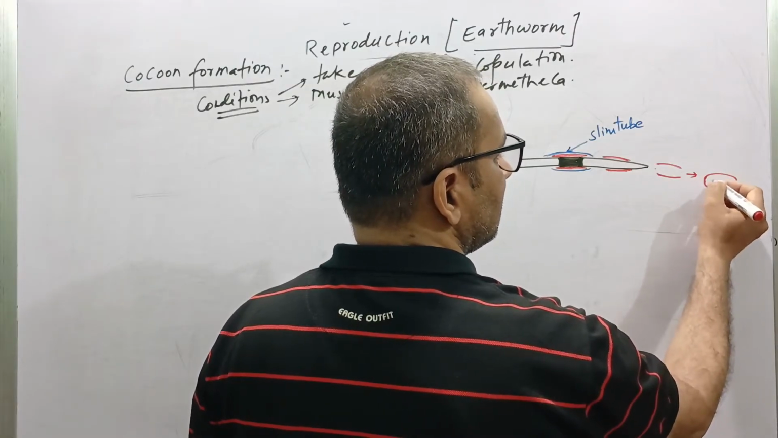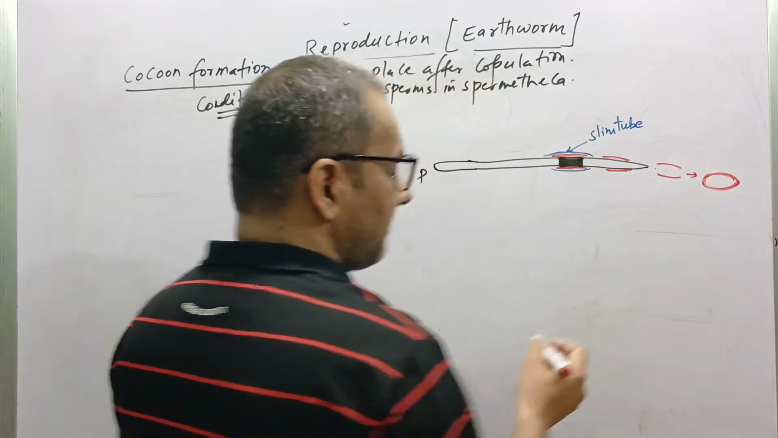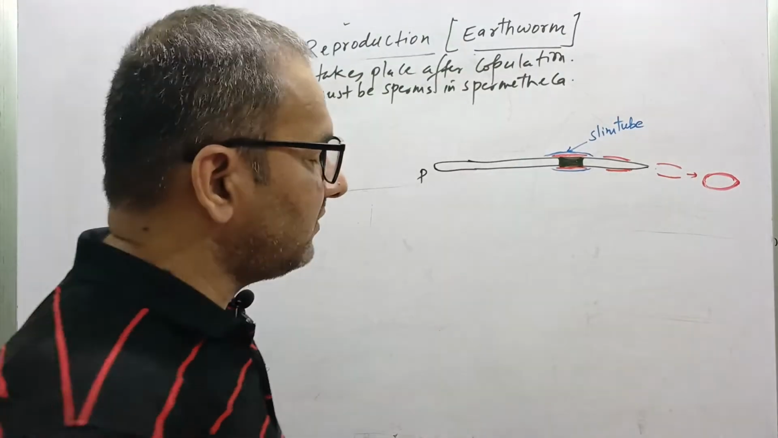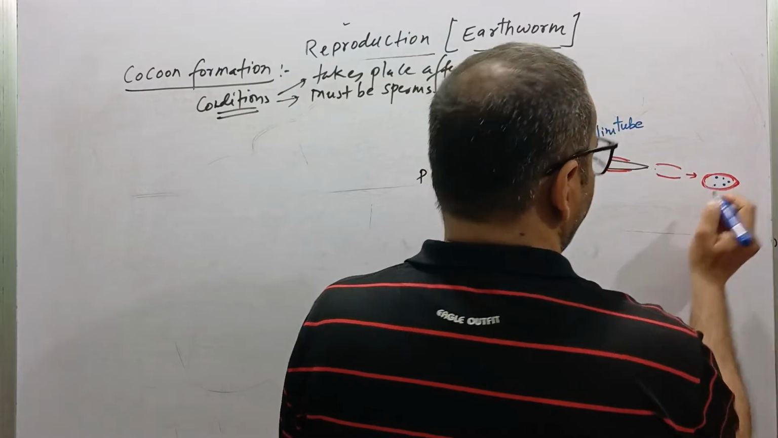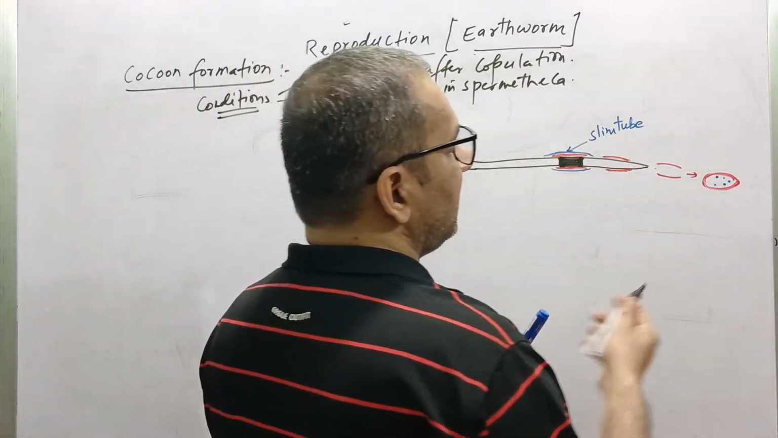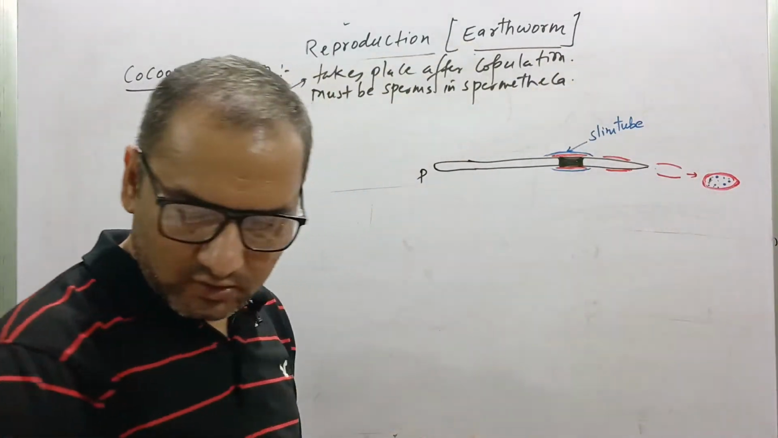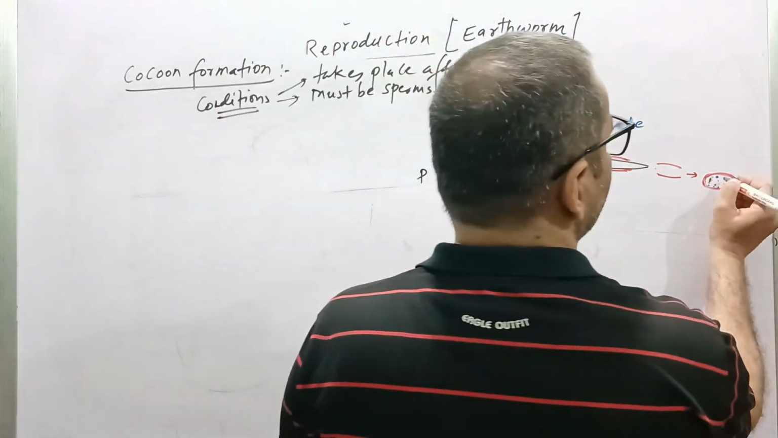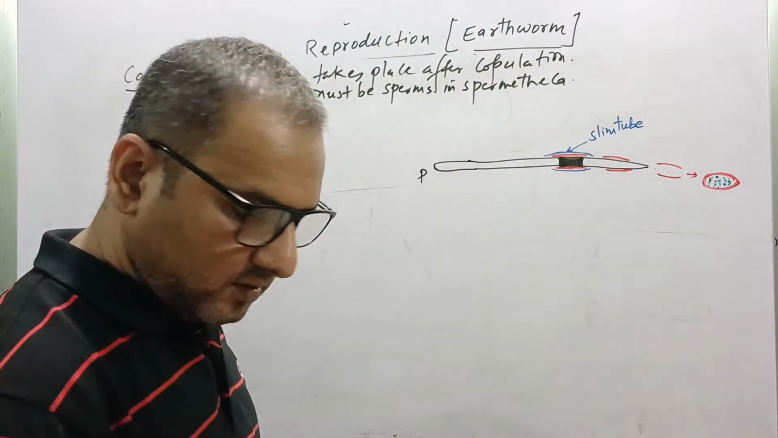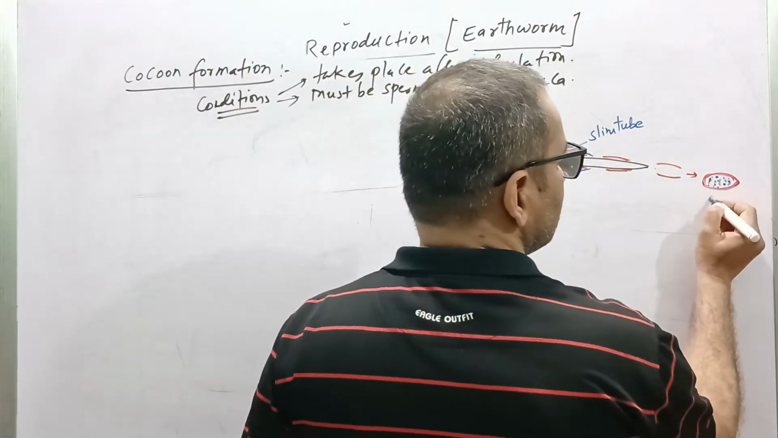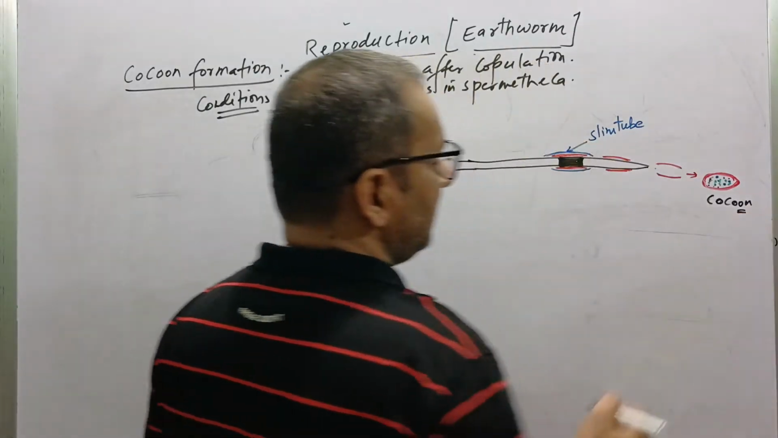And it results in the formation of a membranous capsular structure, inside which there is presence of egg, albumin is present here, and here is also presence of the sperms, the male gametes. So all the things are present, and this structure is called cocoon. This is cocoon. So in this way the cocoon is formed.